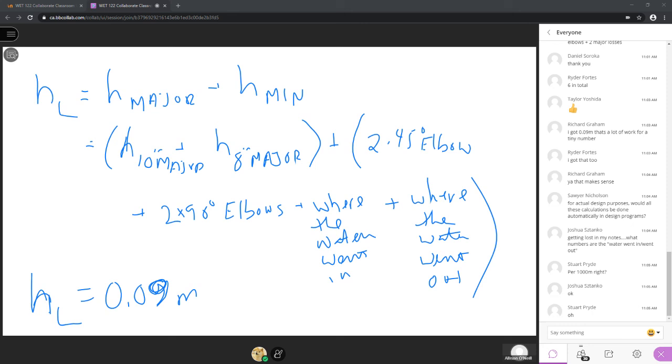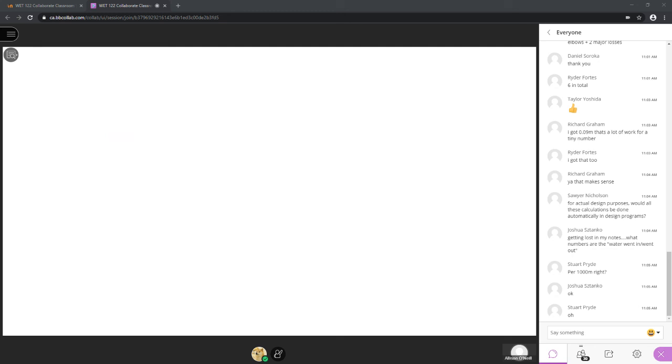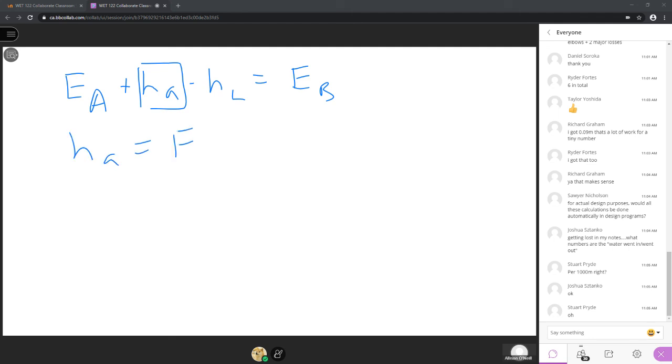All right. So what we're going to do next is go back to our original formula. I'm just going to delete this right now. If we go back to our energy at point A plus our head added minus our head losses is equal to our energy at point B, we were trying to figure out what our head added was. So in this case, our head added is our energy at point B minus our energy at point A plus our head losses. We need to add 25 meters of head as our energy at point B.